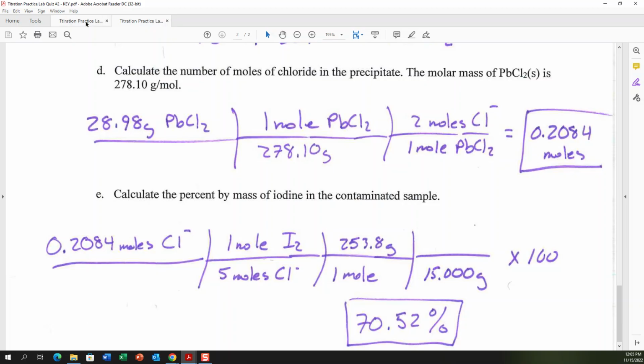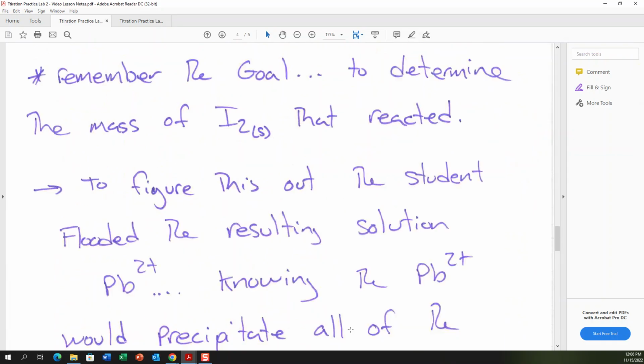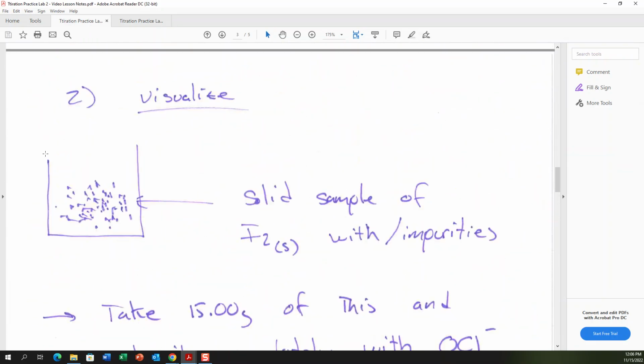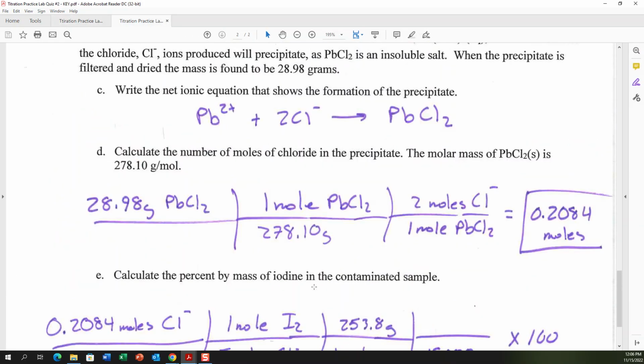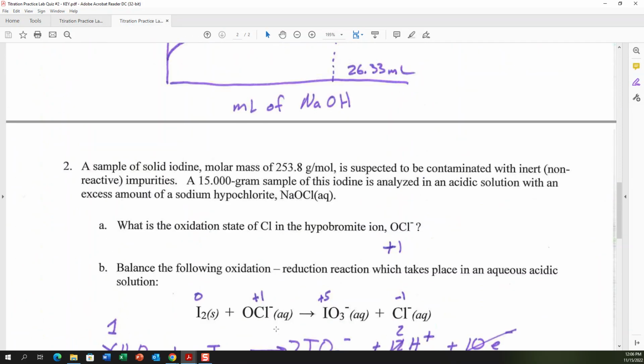So if we go back to our visualization, now we know that in our iodine solid sample, only 70%, 70.5% of this is iodine. So about 29.5% is inert impurities. Okay? So we don't have a very pure sample of iodine, right? It's only 70%, right? So that's what we determined through this laboratory process. Okay? All right.